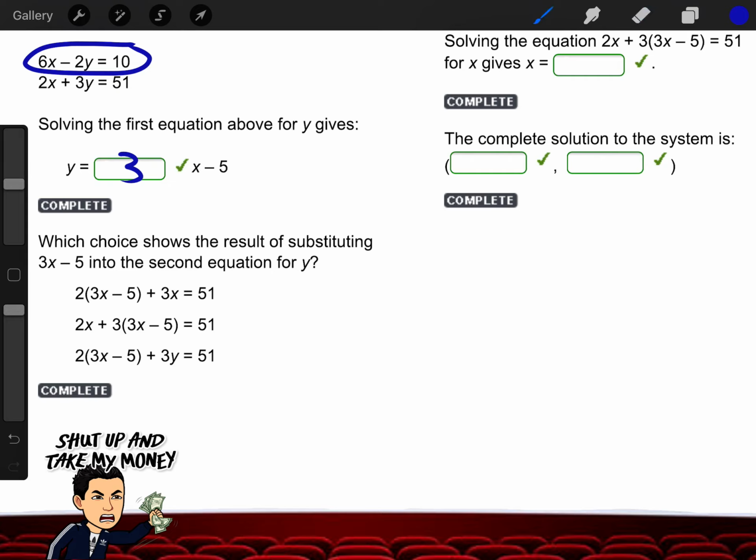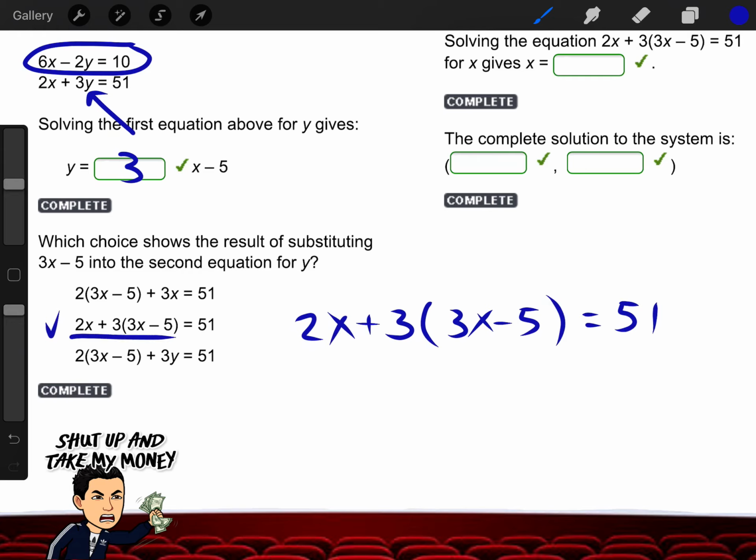All right, so which choice shows the result of substituting 3x minus 5 into the second equation for y? You have to plug that in because that's equal to y. So plug it into the second equation for y. That would be 2x plus 3, and I'm plugging 3x minus 5 in there, which equals 51. So we want to choose the second one right here. All right, so erase this. I constantly need some space.